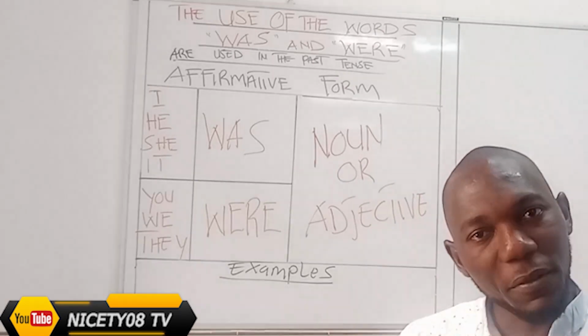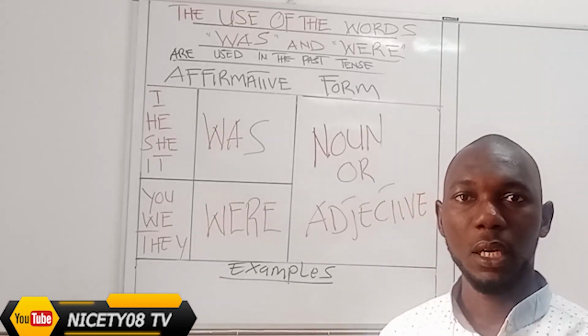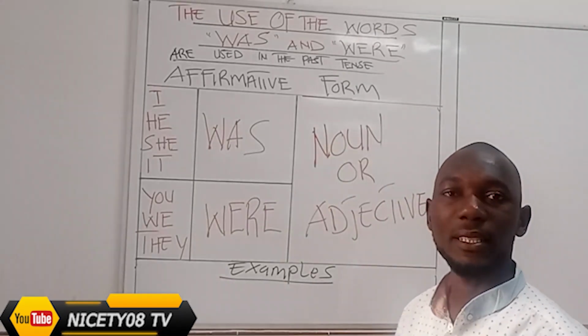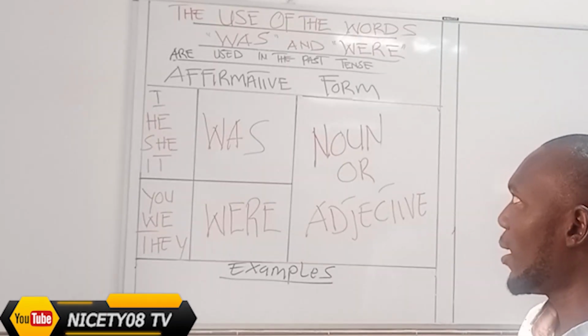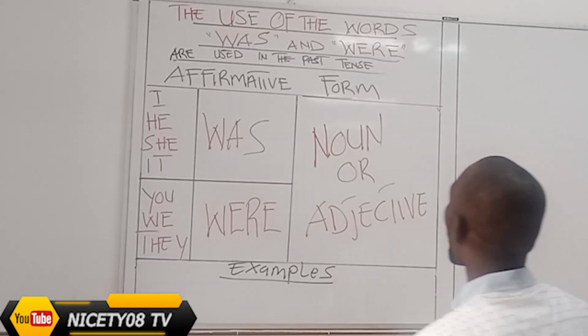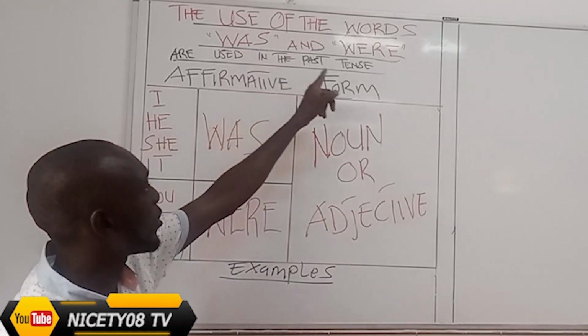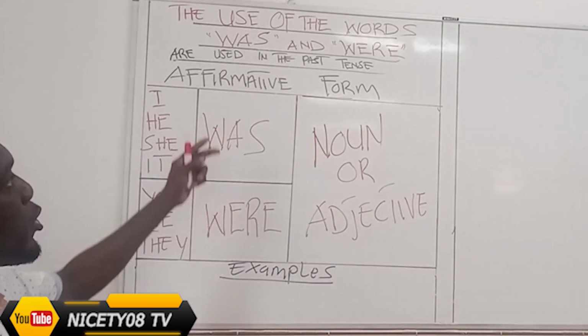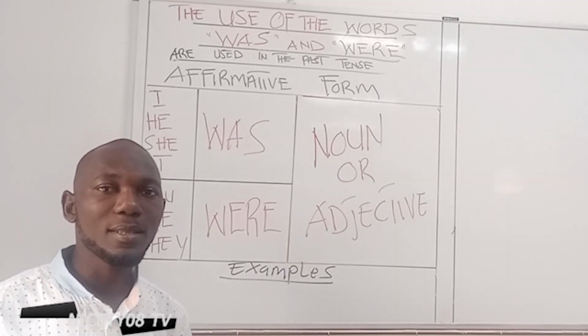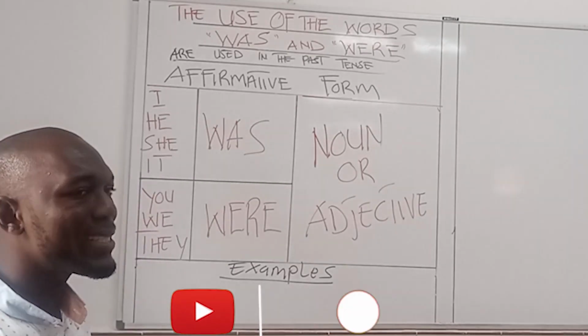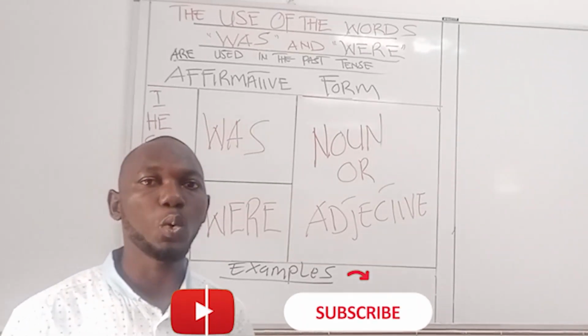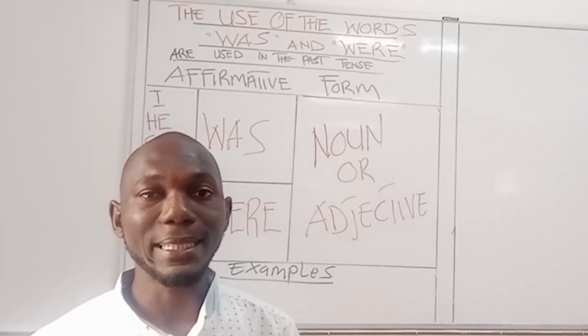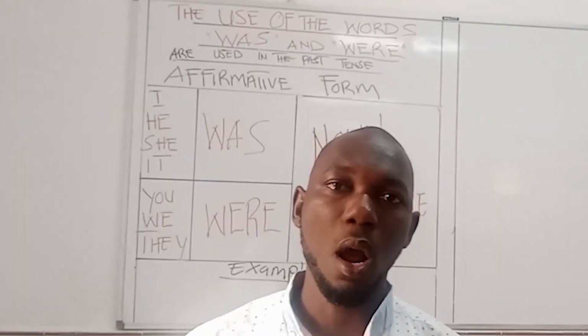Today's lesson, we drop a new lesson: the use of the words was and were. Leo tuna somo jipya linahusiana na matumizi ya was and were.